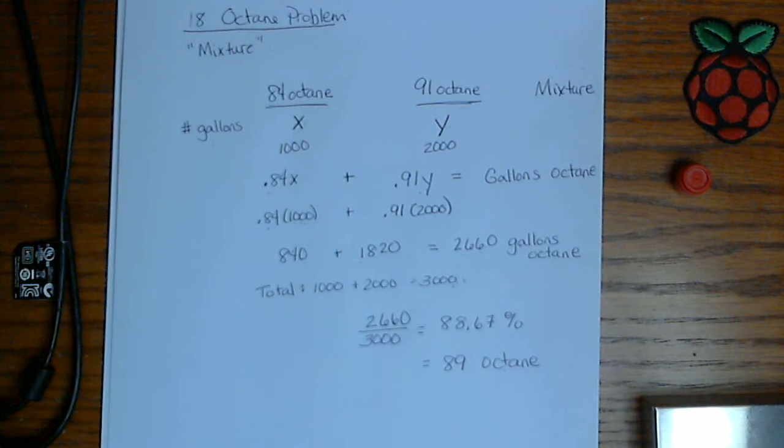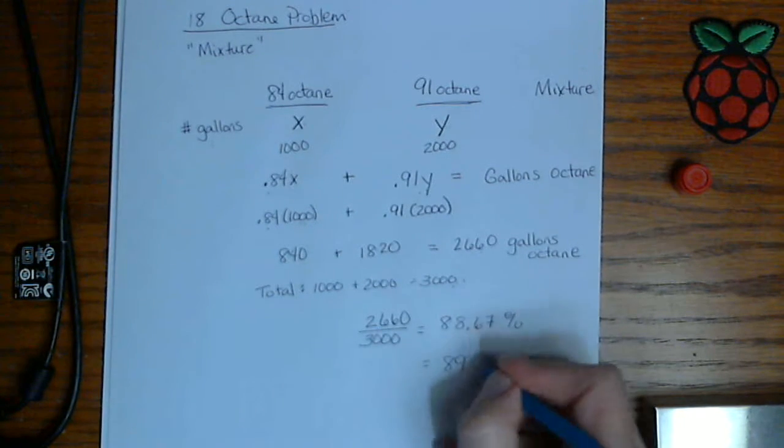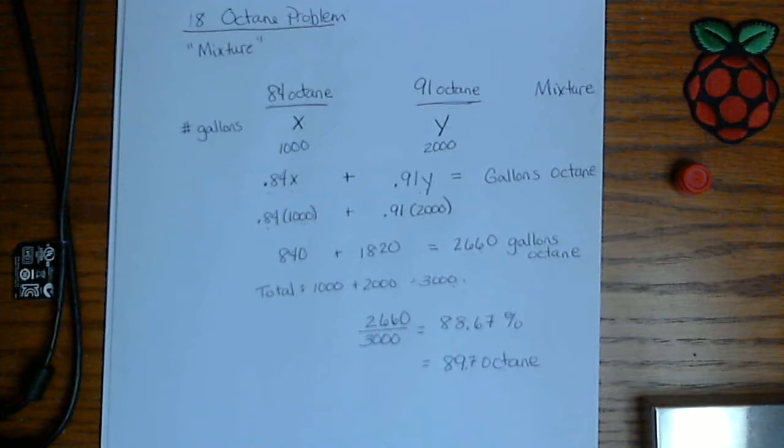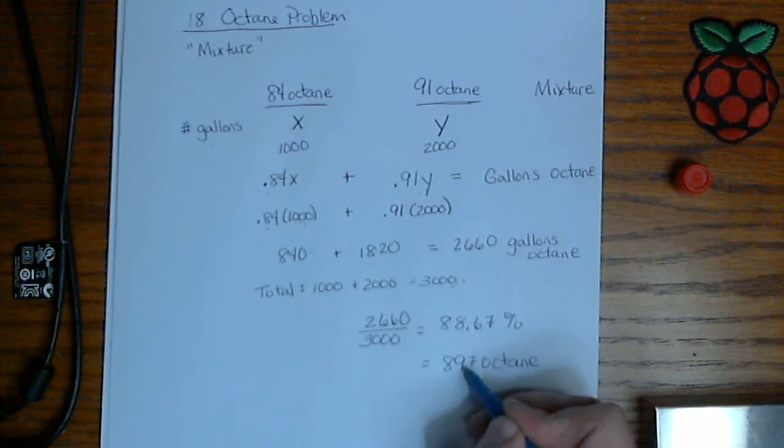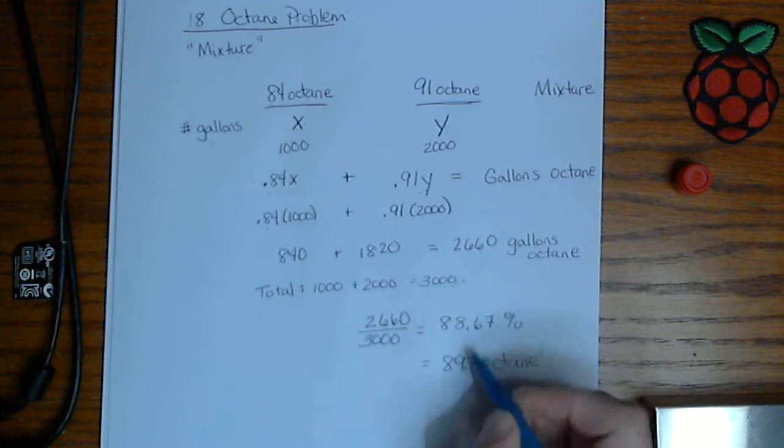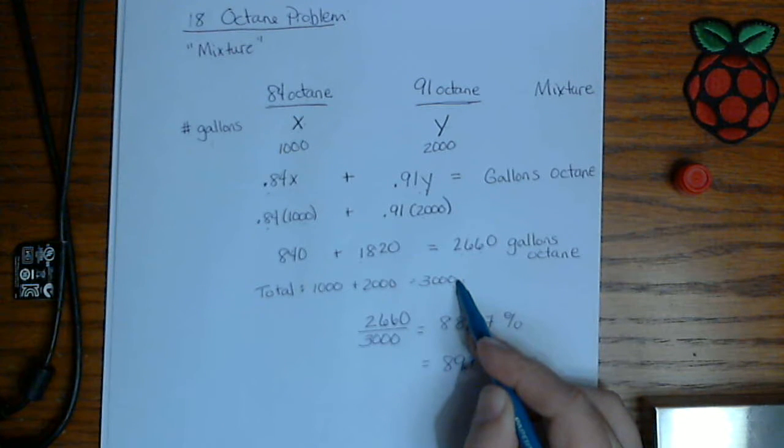Okay? Part D, the final part of this problem says, if the wholesaler receives an order for 15,000 gallons of 89.7 octane gas, how much of each should be mixed to fill the order? So we know we need 89.7 gas, but we don't want 3,000 gallons. No. We have an order for 15,000 gallons. So we need to do 5 times this, right? How much of each kind should be mixed?